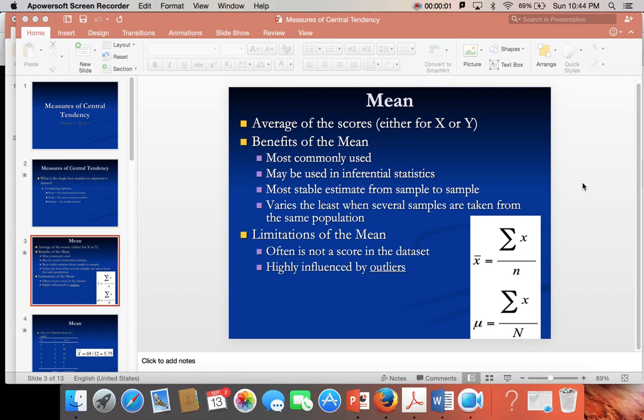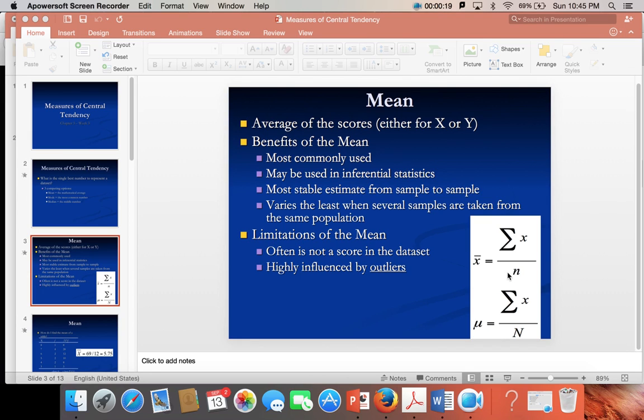Now, using our formula here that we have, which is x bar or capital M is equal to the sum of x divided by lowercase n. And you'll take note here in terms of our formula that we're working with. You'll notice here that we have a lowercase n right here.